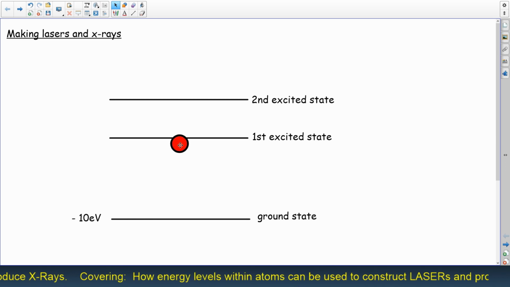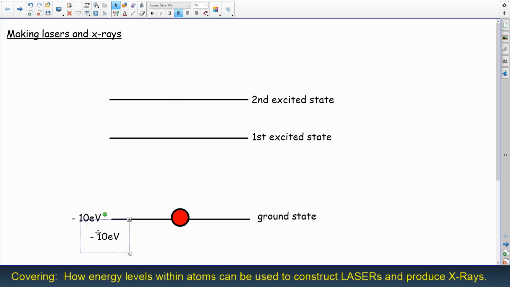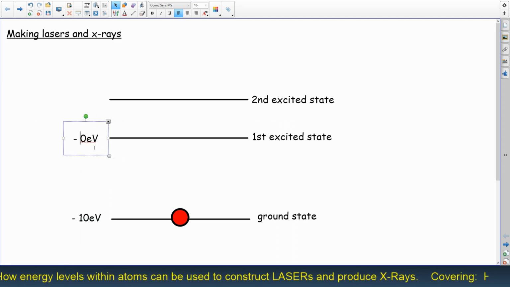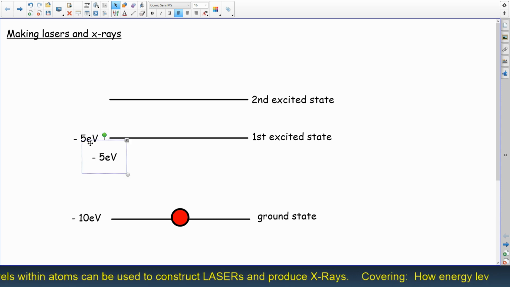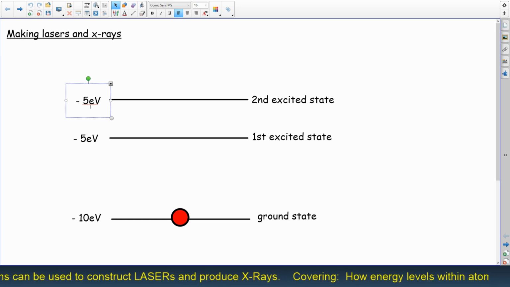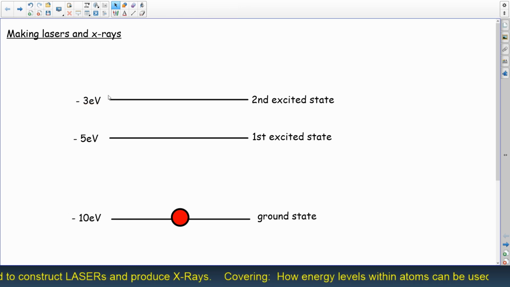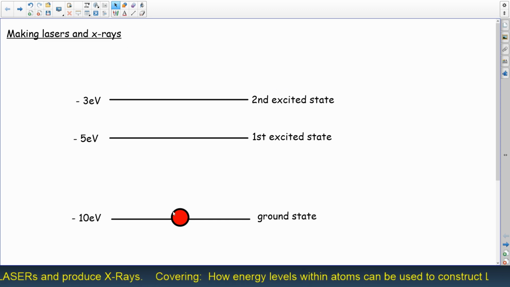There are other possible states that this electron can exist in. The next one up is called the first excited state. In this case, we'll say it's at negative 5 electron volts. And then there will be other states above that, continuing on and getting progressively closer and closer together. So let's call that negative 3 electron volts. And there will be states up here as well. But this will do for now.